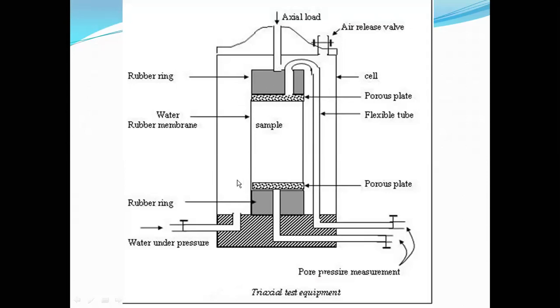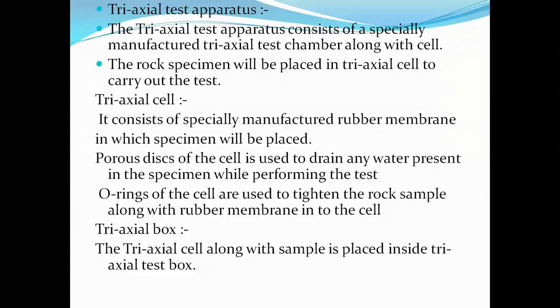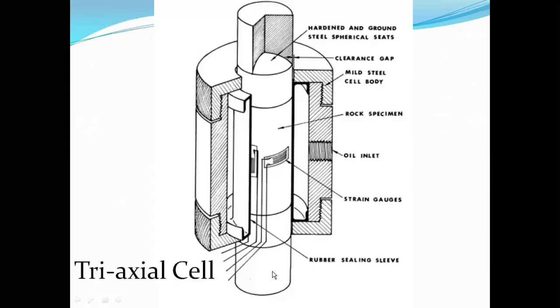There is a ring kind of thing here. I'll show you a corresponding video on the exact assembly, the fixing of the rock specimen inside the cell, and how the various components are fixed as part of the triaxial cell. The O-rings of the cell are used to tighten the rock sample along with the rubber membrane into the cell. Next, this cell is placed in a triaxial box. So the triaxial cell along with the sample is placed inside a triaxial test box.